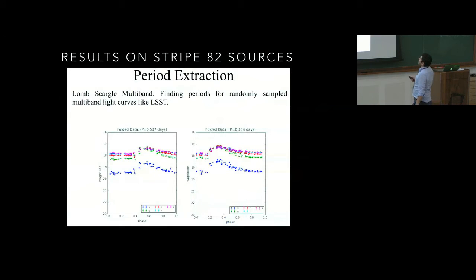These are some of the results from applying that periodogram to some of the Stripe 82 sources. This is together with James Long and a student in Texas, Virisha, who has done the period finding and then folded some of the light curves in the LSST. So we're currently doing it on all the sources we have, 60,000 sources, to try to estimate the periods and have that period taken into account.